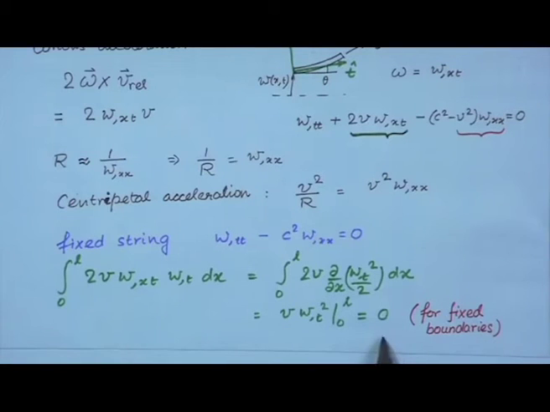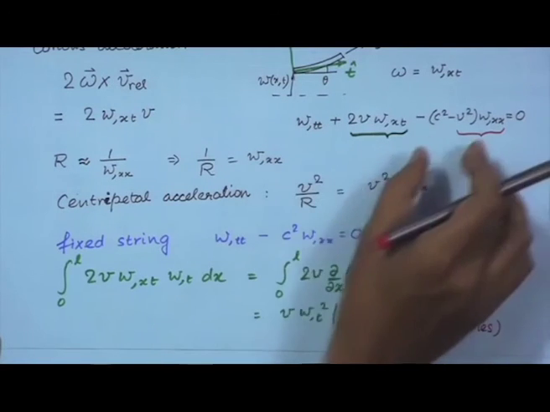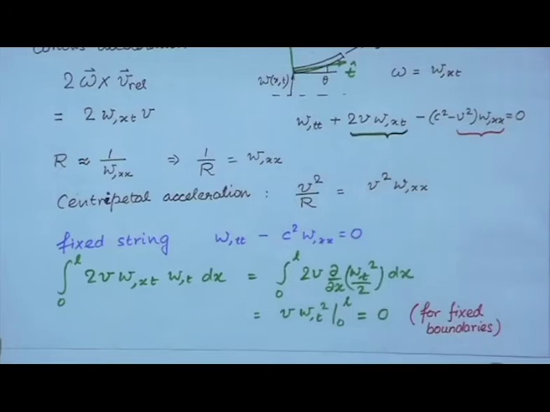So, this tells us that for the fixed boundary case, the translating string is conservative. As long as c is greater than v, the rest of it is a conservative system. So, this term also is conservative. It does not contribute to the energy at all. So, for fixed boundaries, this term is conservative. There is a possibility that if the boundaries are flexible, then this system might become non-conservative.